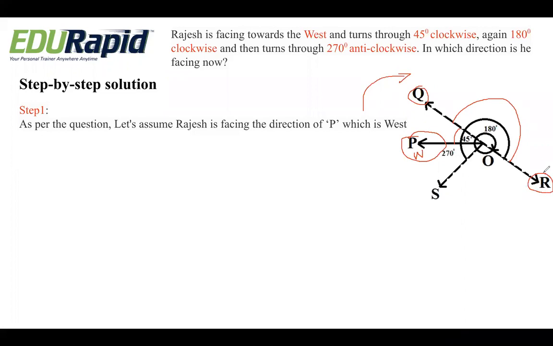So the question still goes on. And from there he turns 270 degrees anti-clockwise. Anti-clockwise will be in the other direction, in this direction. It is the opposite direction of how the clock rotates. So from this point, you go back 270 degrees. You reach here. So he is now pointing in the direction of S.